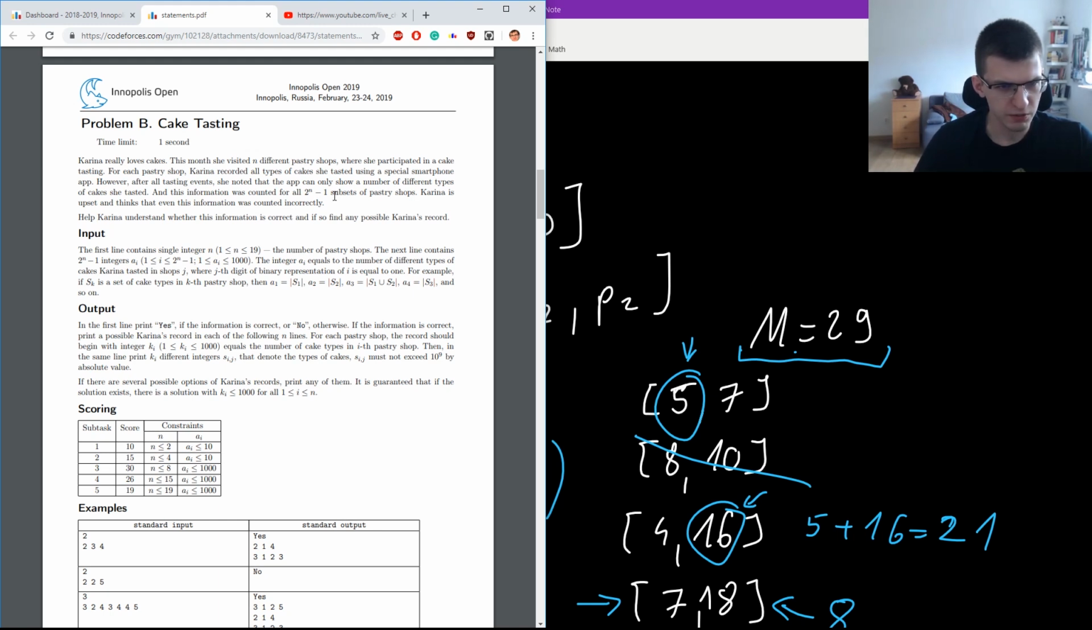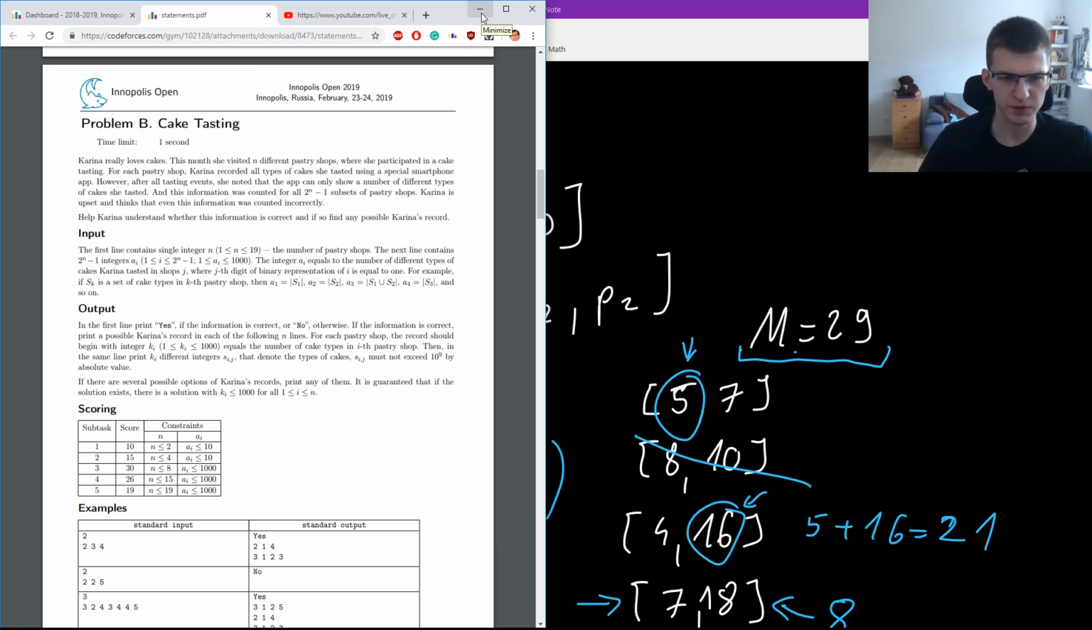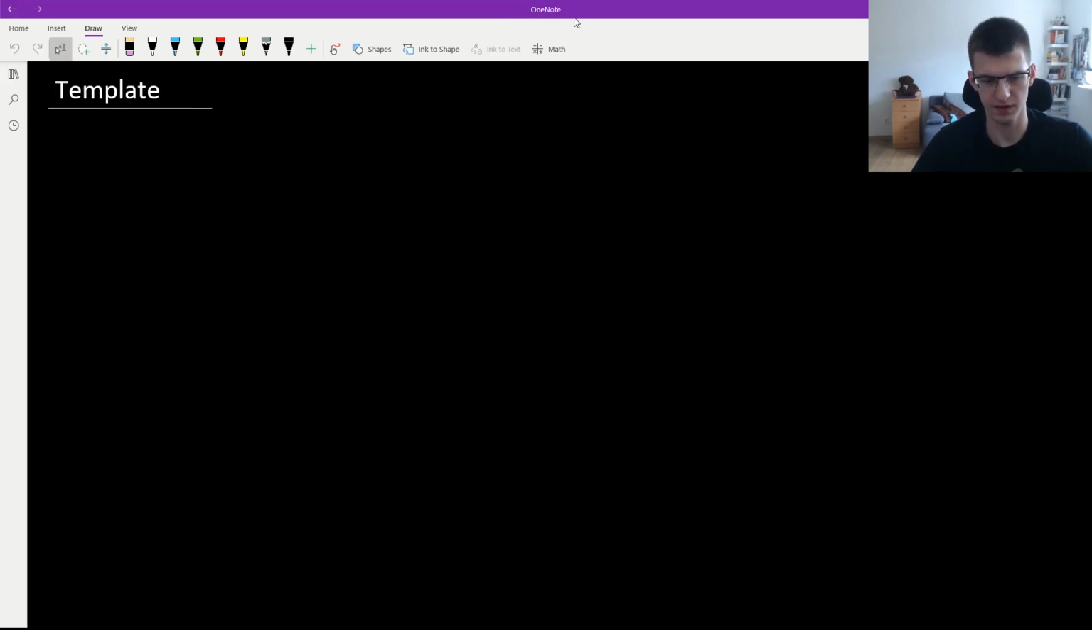For each subset we were given the number of different types of cakes. Yeah, there are some shops, each offers some types of cakes. For each subset we know the number of different types of cakes that appear in this subset of shops. This is B.